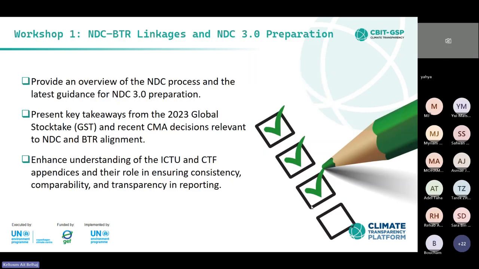Today's workshop will focus on the linkage between the NDC and the BTR. So we'll review the latest guidance for NDC 3.0 preparation and key takeaways from the 2023 Global Stocktake, including how these outcomes influence the next cycle of the NDC. We'll also discuss the information to facilitate clarity, transparency, and understanding, or the ICTU tables, and also the common tabular format, or CTFs.